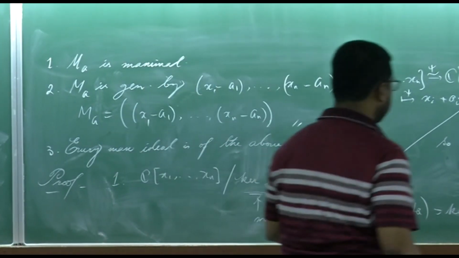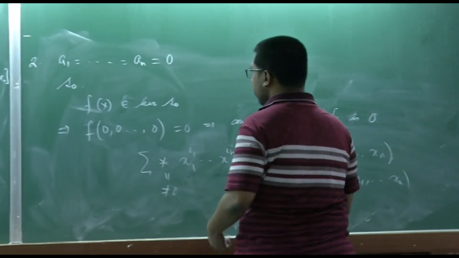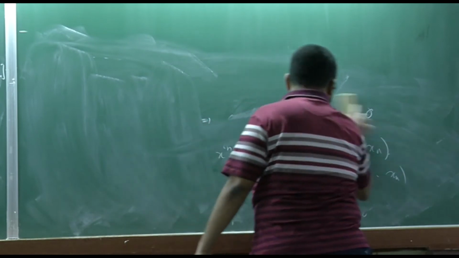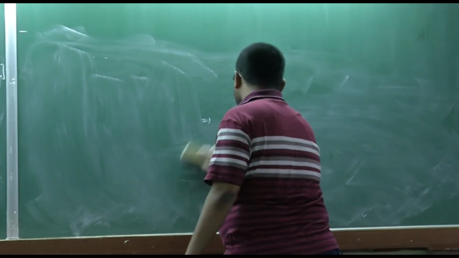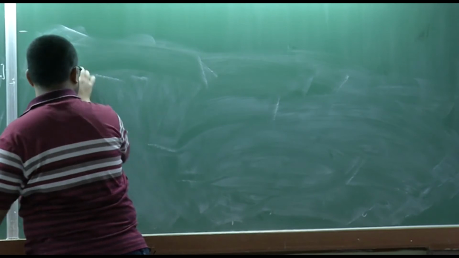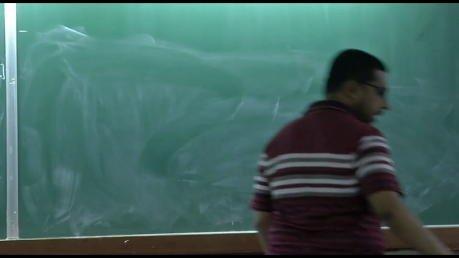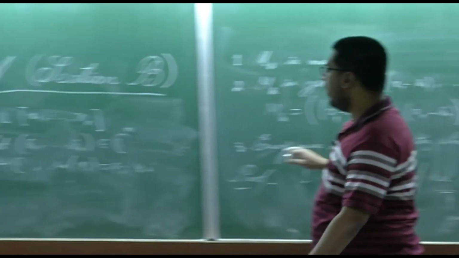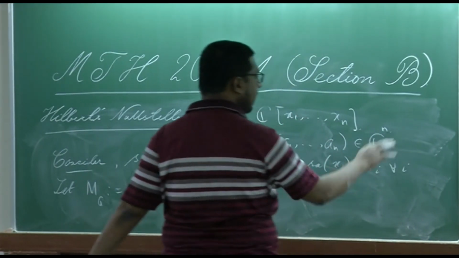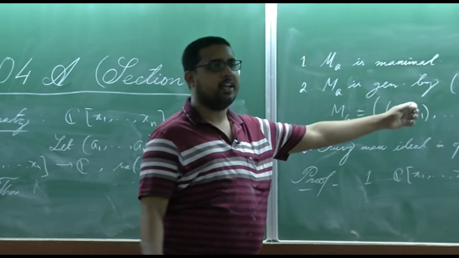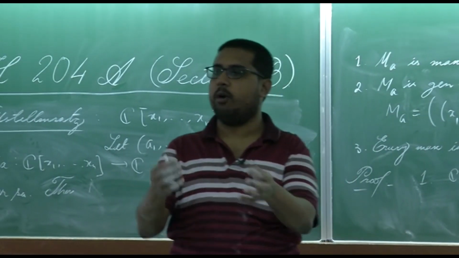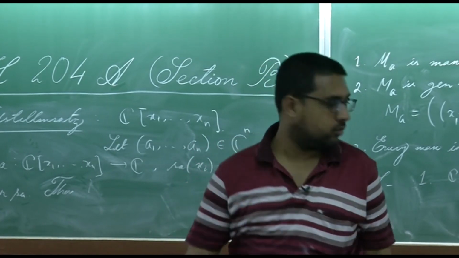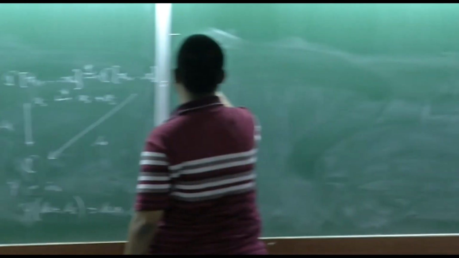All right. So now let us try to prove the third part. The third part is actually harder to prove. The proof is actually long, so I will try to finish it today. Let us see. Now we are going to prove that given any maximal ideal, there exists a point, a tuple a1 up to an in Cn, such that the given ideal equals the kernel at that point. So, proof of 3.